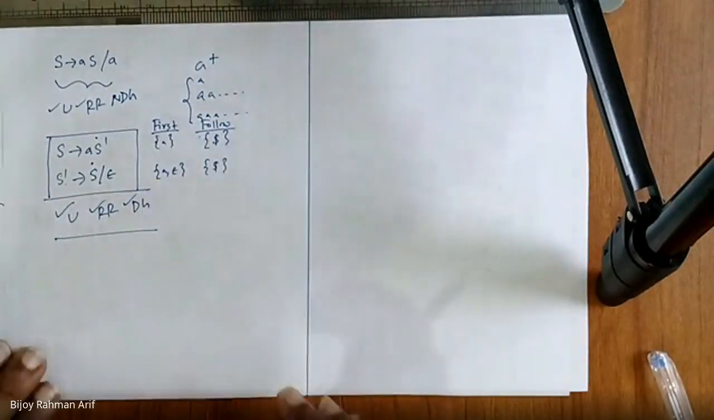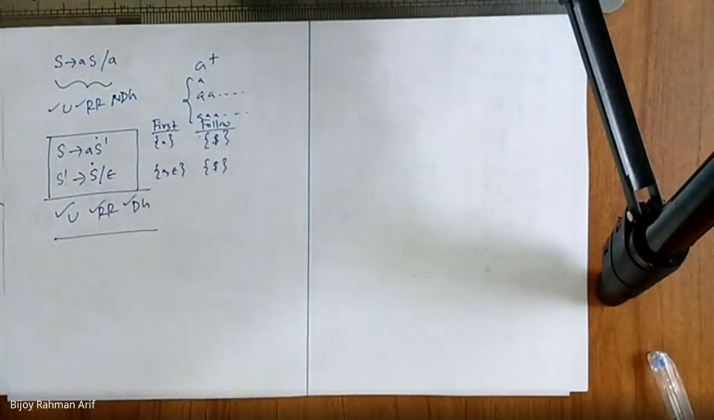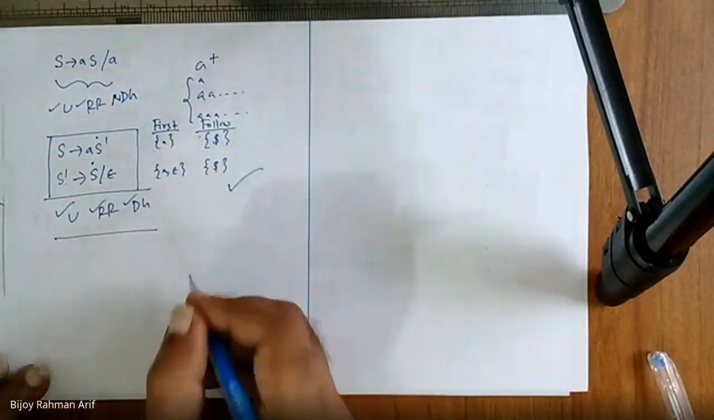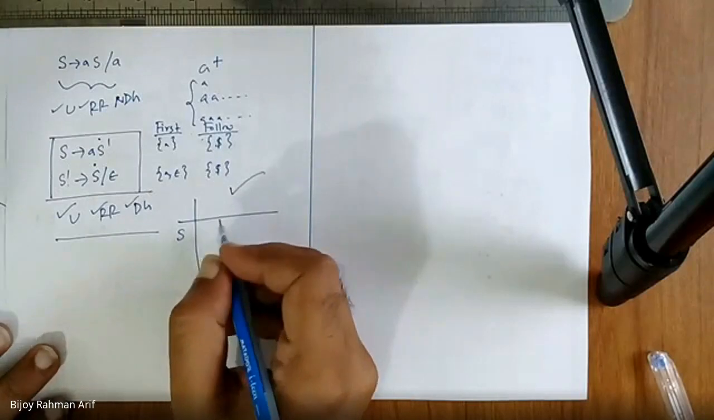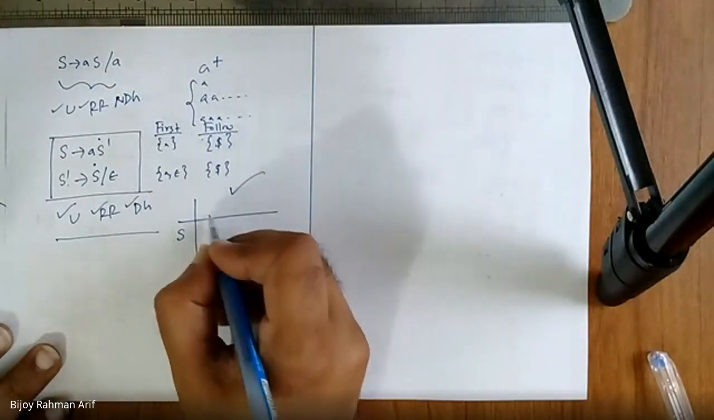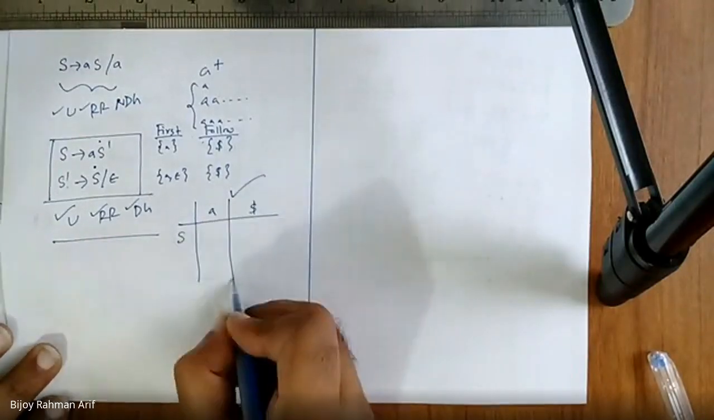Can we use this grammar for LL1 parsing or not? We can use this one. It is fine. So let's take S, A, dollar.